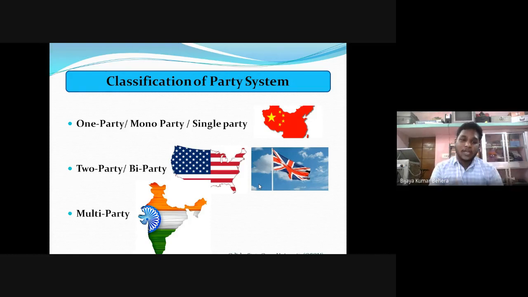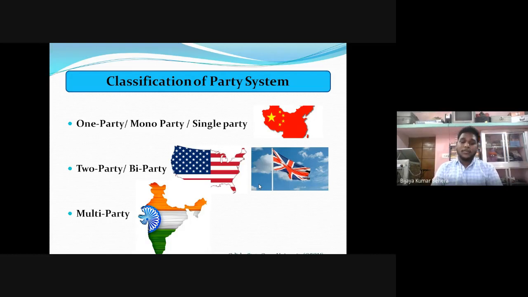They may change the political party. If they are not satisfied with the ruler, they call back their ruler, that is the process of recall, and we may conduct the next elections for a better ruler. These are the merits of a multi-party system.